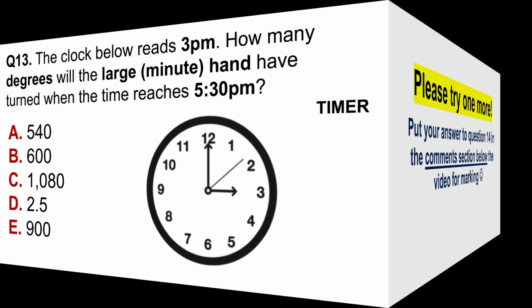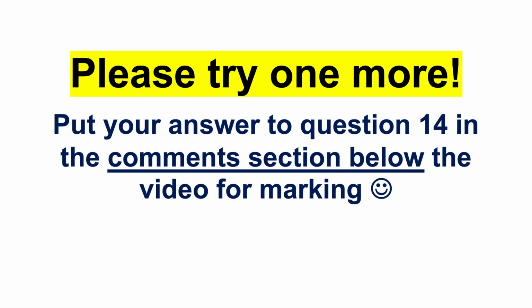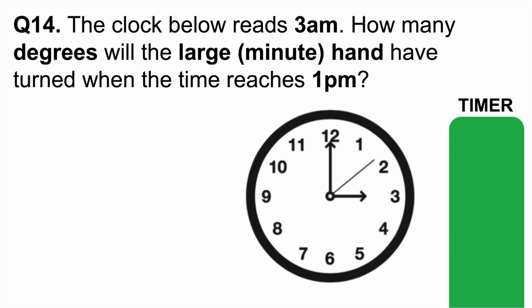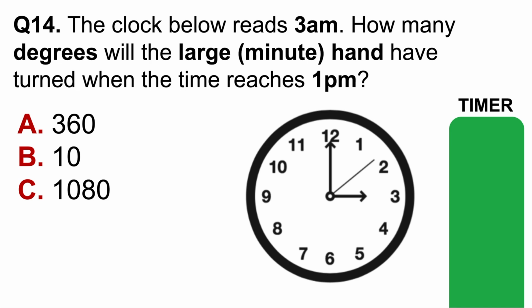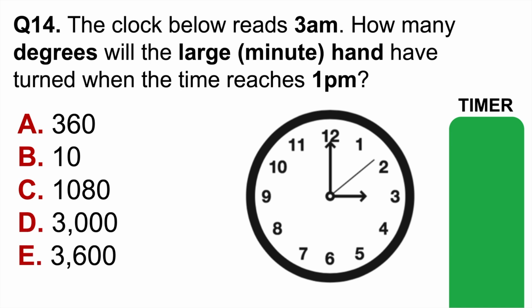Okay, brilliant. Well done. So please try just one more. Put your answer to question 14 in the comments section below the video for marking. Question 14. The clock below reads 3 a.m. How many degrees will a large minute hand have turned when the time reaches 1 p.m? So read those carefully. This is hard. Is it A, 360, B, 10, C, 1080, D, 3000, or E, 3600? This is a hard one. Let's see if you can get it correct. Here's the timer.